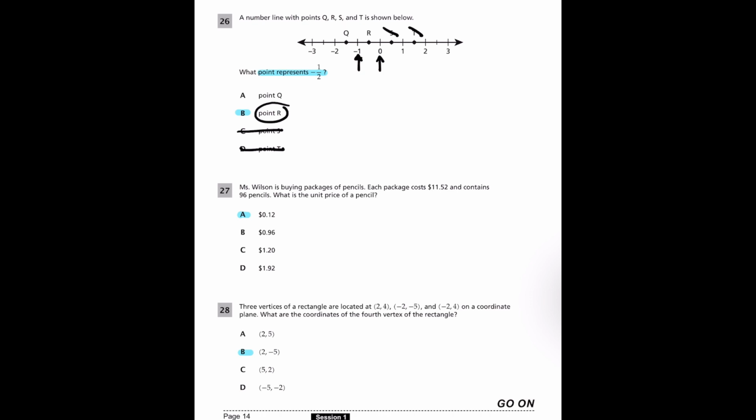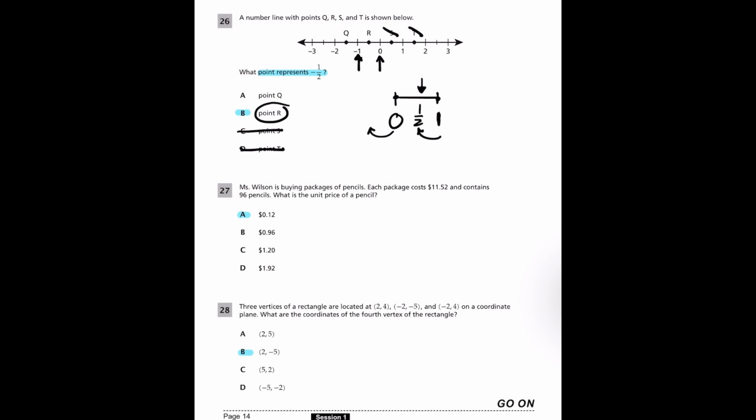Why would some students make a mistake and pick Q? Well, they might think of it because they're used to thinking of where the 0 is and where the 1 is, and thinking that a half would be to the left of 1. So that might be a common mistake where kids are thinking a half has to be to the left, but they're not thinking about the negative part, and negative numbers would be to the left of 0. Let's go to the next one.